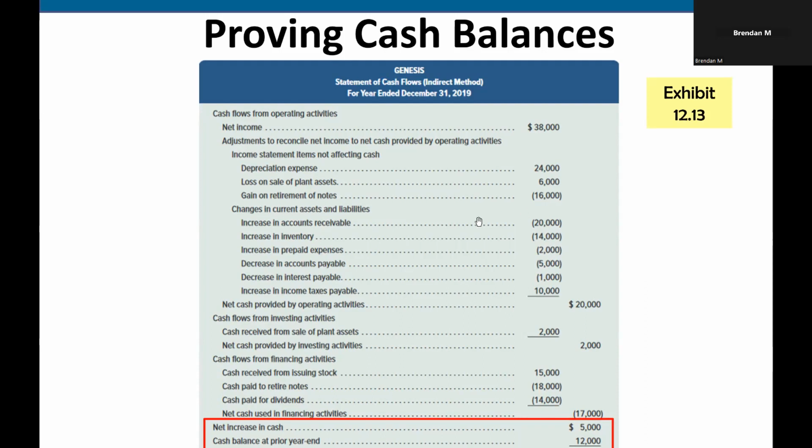Changes in accounts in current assets and liabilities: increase, negative; increase, negative; increase, negative. Accounts payable, a decrease. You don't have to worry about increase, decrease. If accounts payable goes down, that's negative, because we paid it. If accounts receivable goes up, that's negative, because we didn't get any cash at that point.